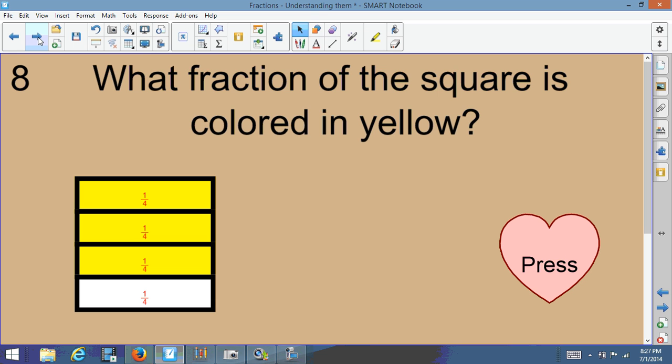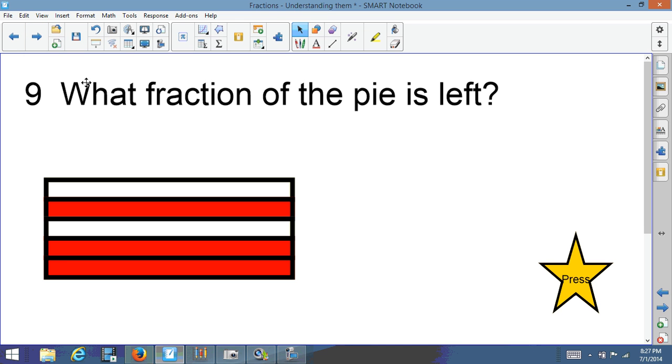Here's a question for you. What fraction of the square is colored in yellow? And I give you a little hint here with the 1/4 in them. So that's for you.